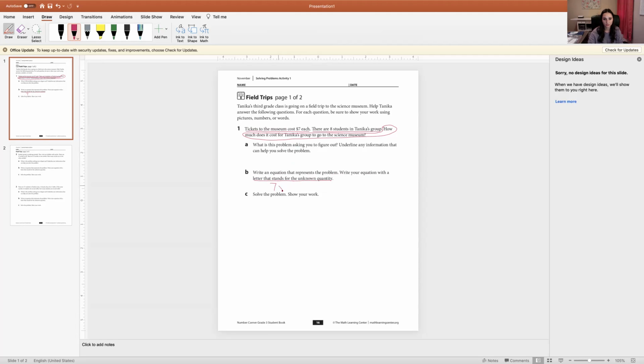So I'm going to multiply $7 times 8 equals, and I'm going to put M for money. That's going to be my variable. So 7 times 8 equals M. You should have something like that there. And then letter C says solve the problem and show your work. Okay, so right here for letter C, you're just going to solve what is 7 times 8.